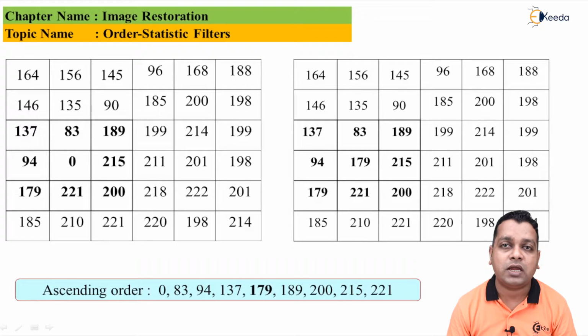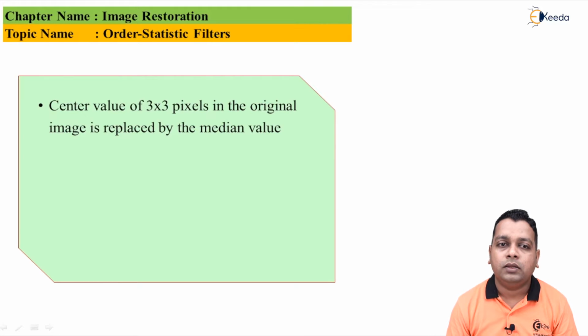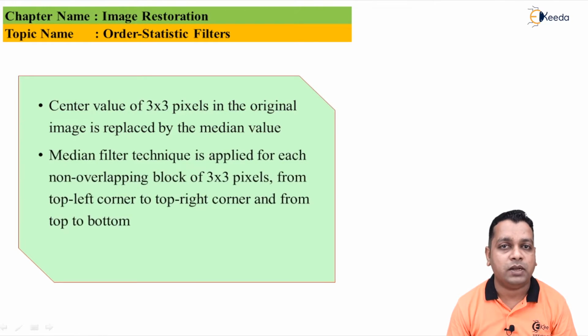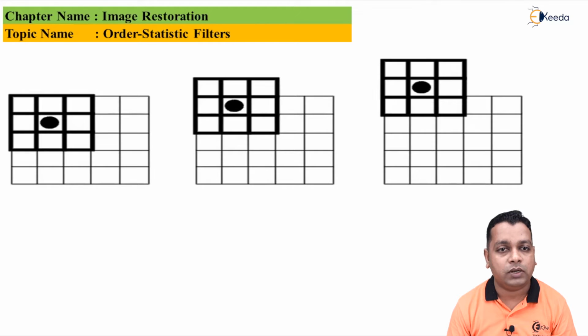See here on the right hand side we have the same image segment where the salt and pepper type of noise for the 0 value represented here is replaced. So this is the filtered image segment. Now here the center value of the 3 by 3 pixel block in the original image is replaced by the median value. The median filter technique is applied for each non-overlapping block of 3 by 3 pixels, from the top left corner to the top right corner and from top to bottom we can go on applying this median filtering.